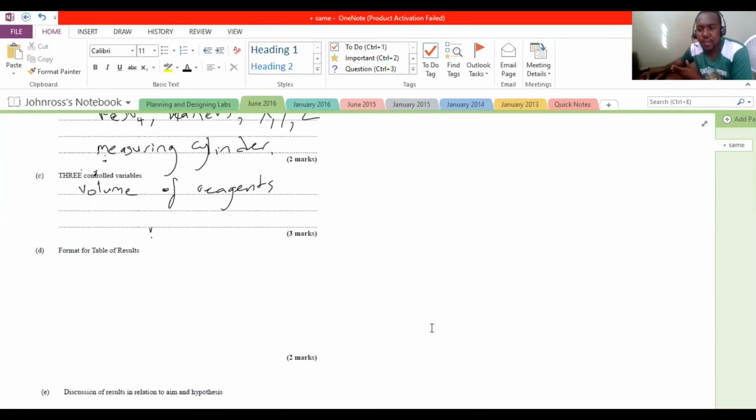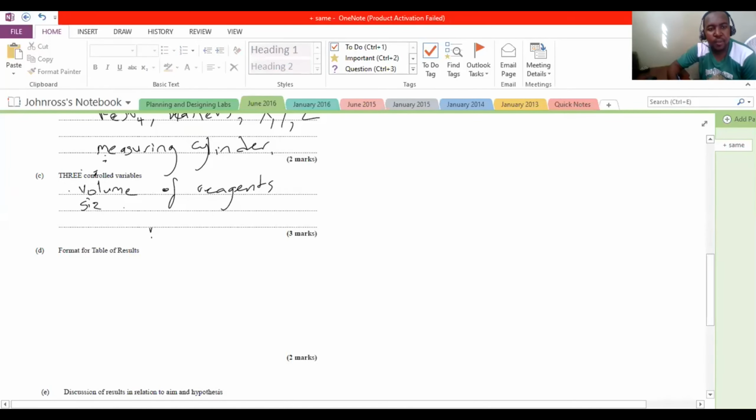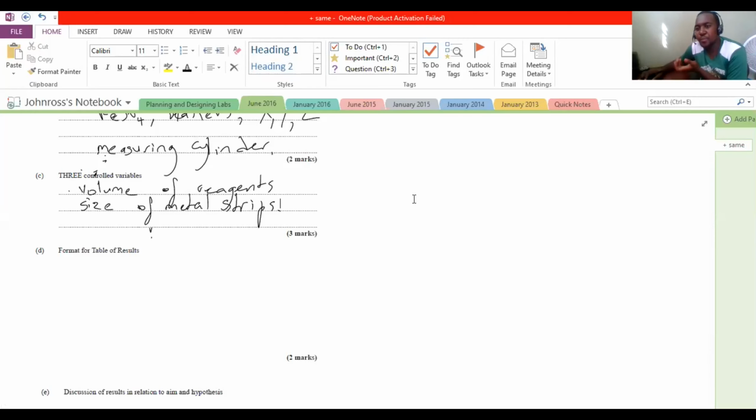All right, so Isaiah says it's the size of the strips, great. So the size of your metal strips, that's important. And the temperature. We could say temperature, right?